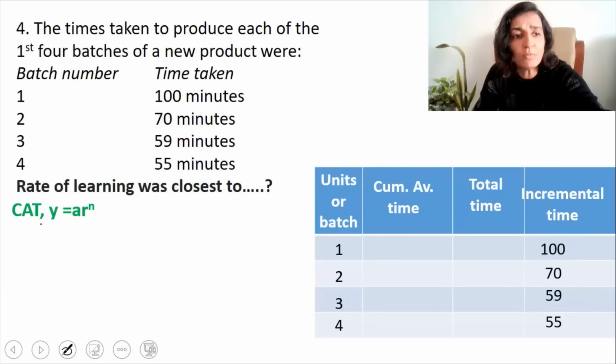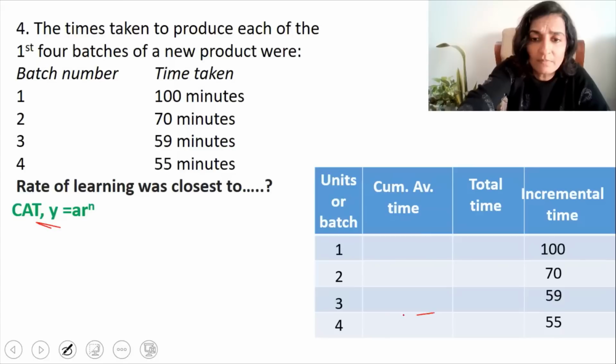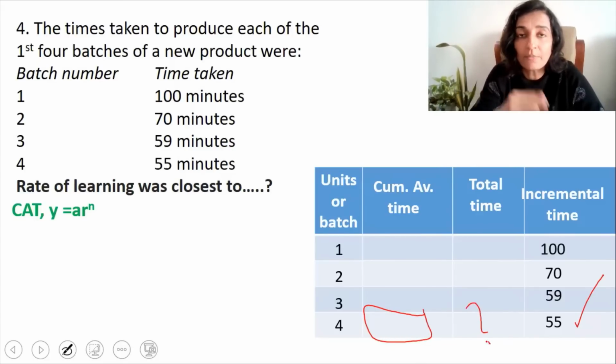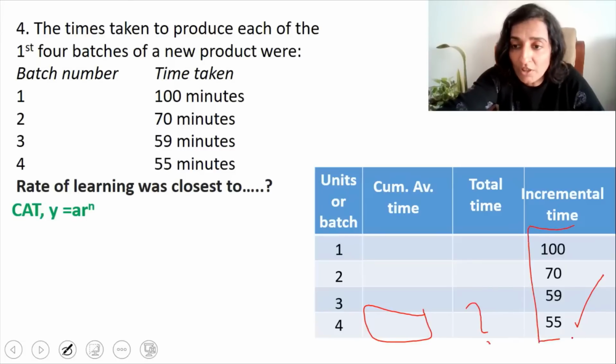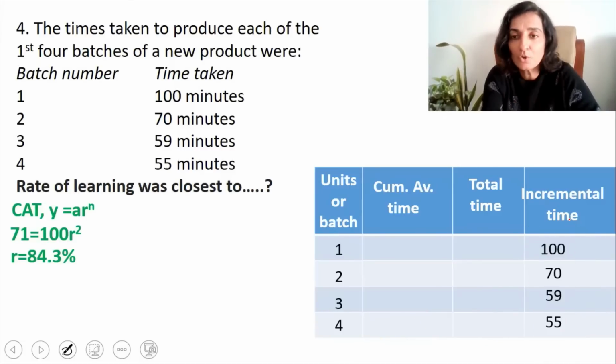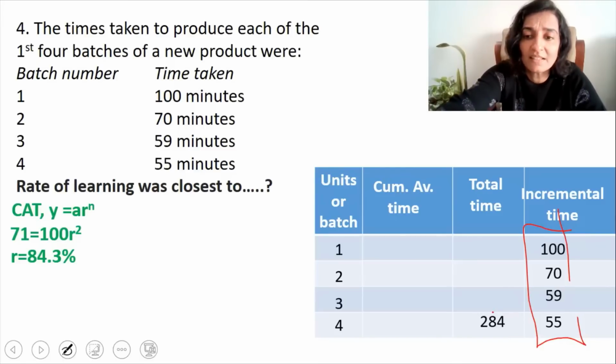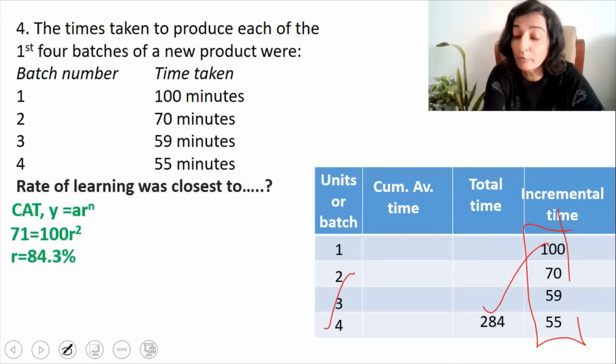And what about the cumulative average time y? How can we find out the cumulative average time? That is this one. So what is the total time? The total time is the total of all these 4. So the total time is 284. And what is the cumulative average time? That's the total time divided by 4. So it amounts to 71 minutes.